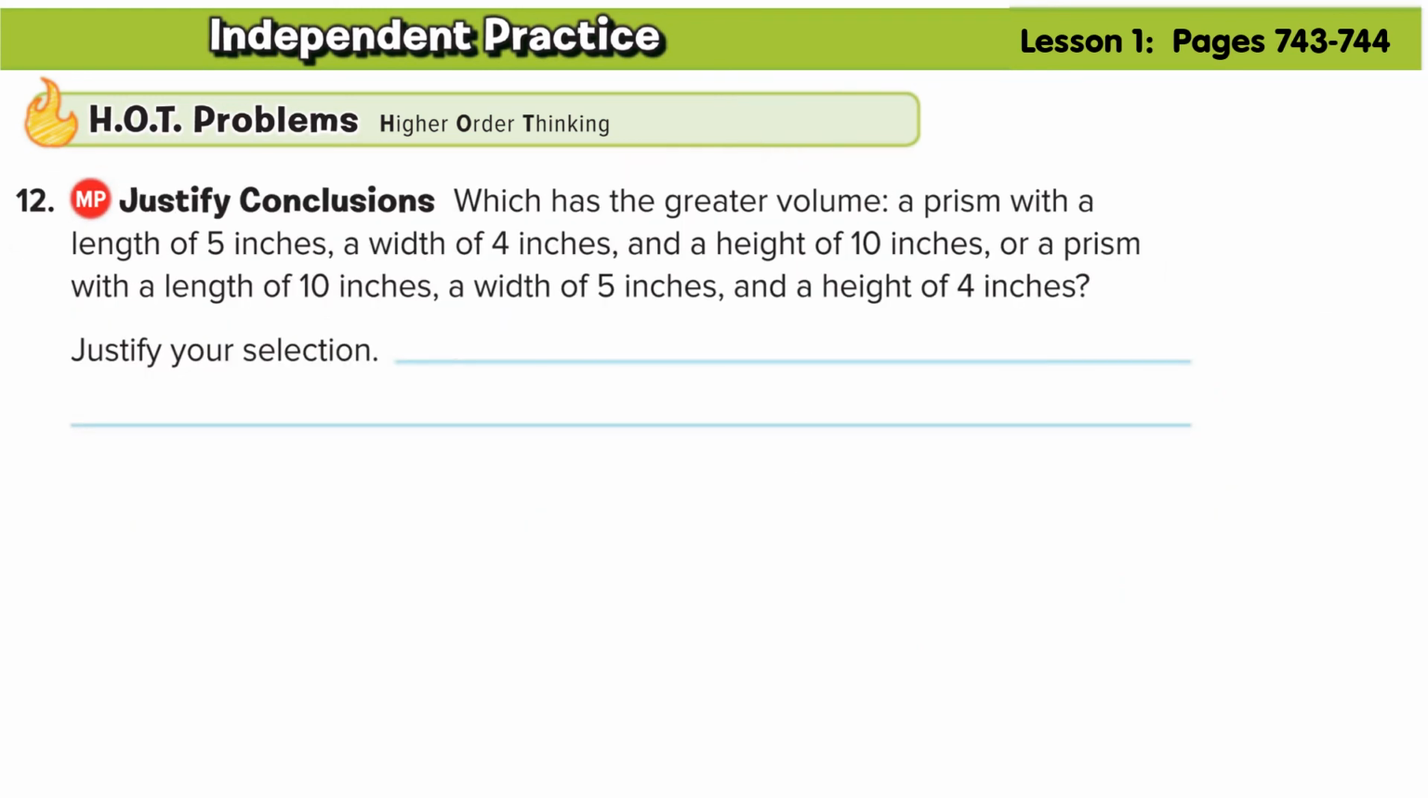Question 12. Justify conclusions. Which has a greater volume? A prism with a length of 5 inches, a width of 4 inches, and a height of 10 inches, or a prism with a length of 10 inches, a width of 5 inches, and a height of 4 inches. Justify your selection.